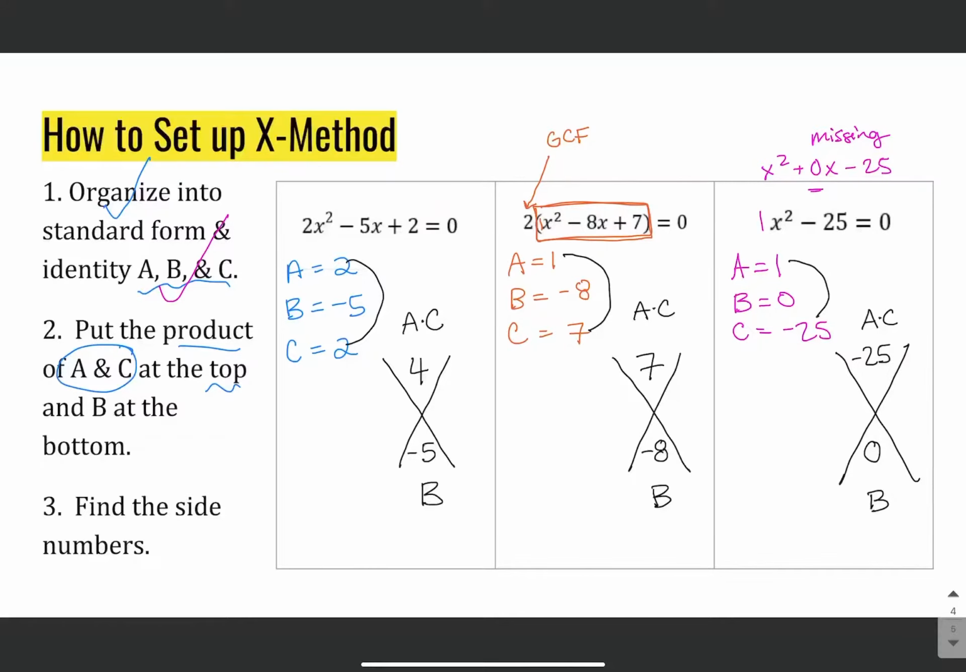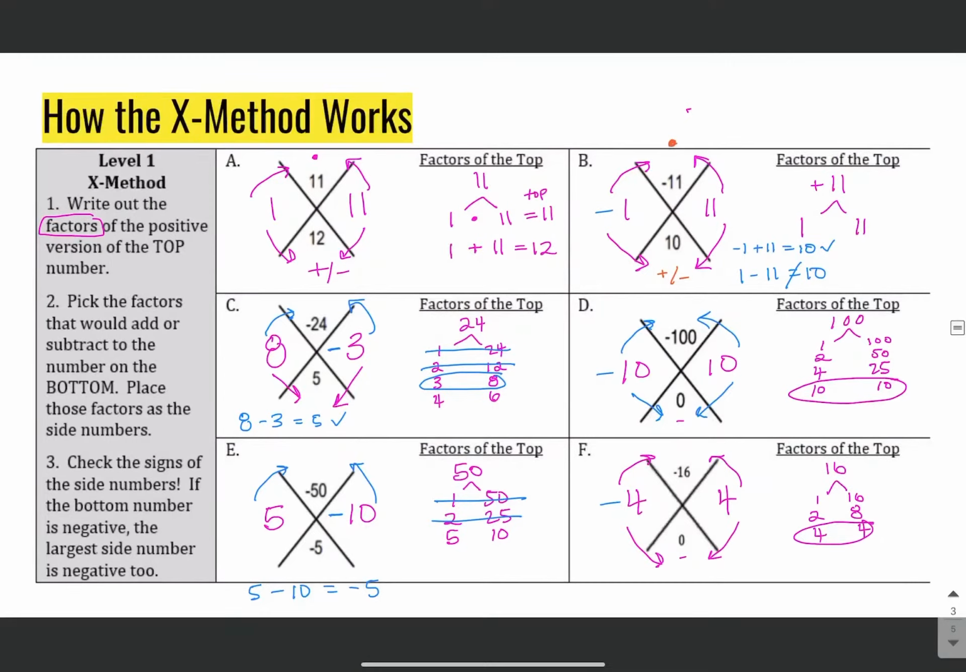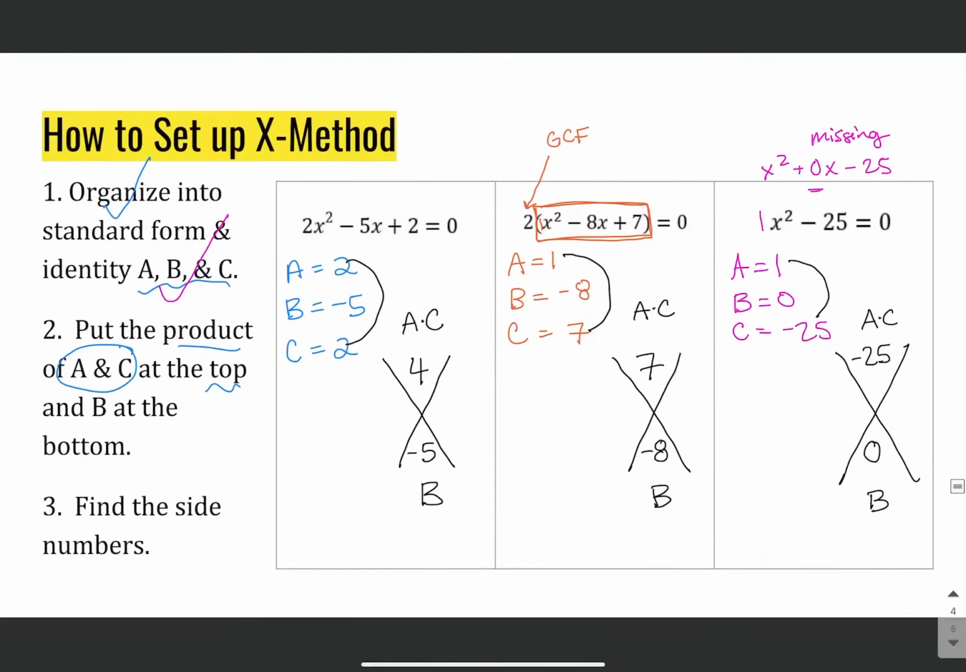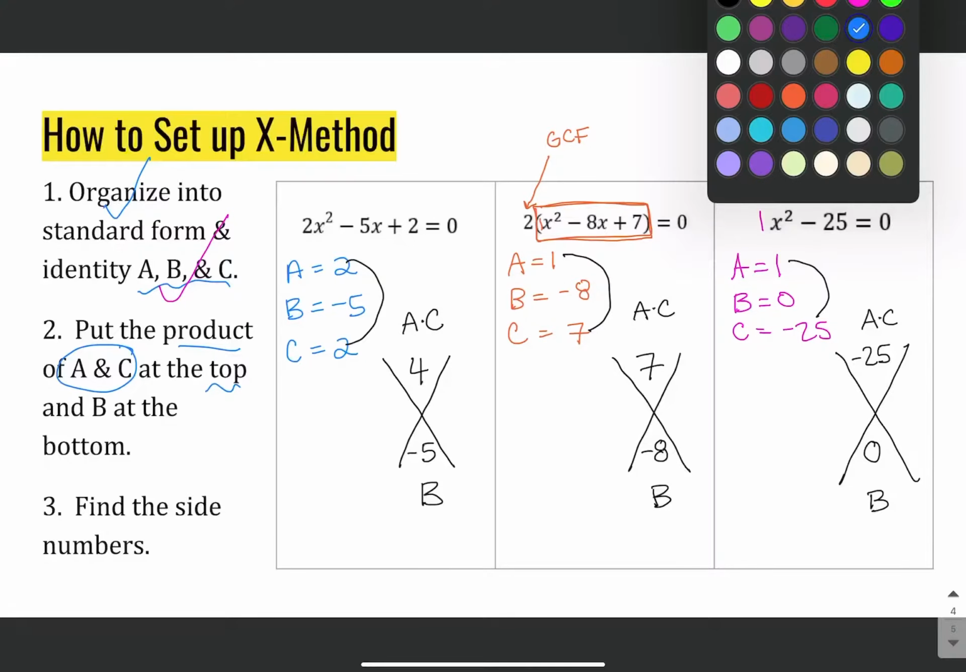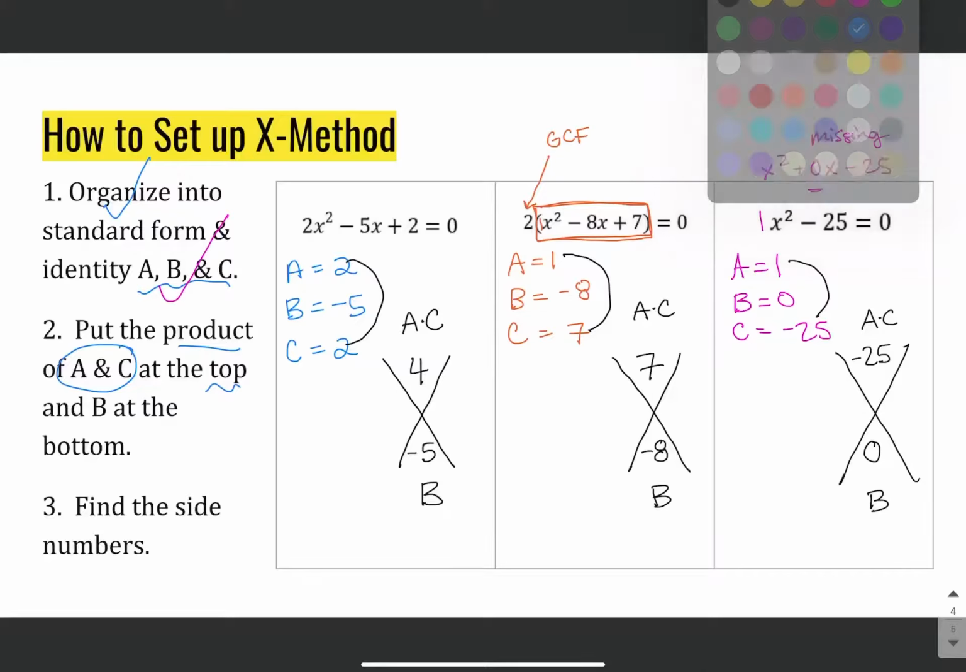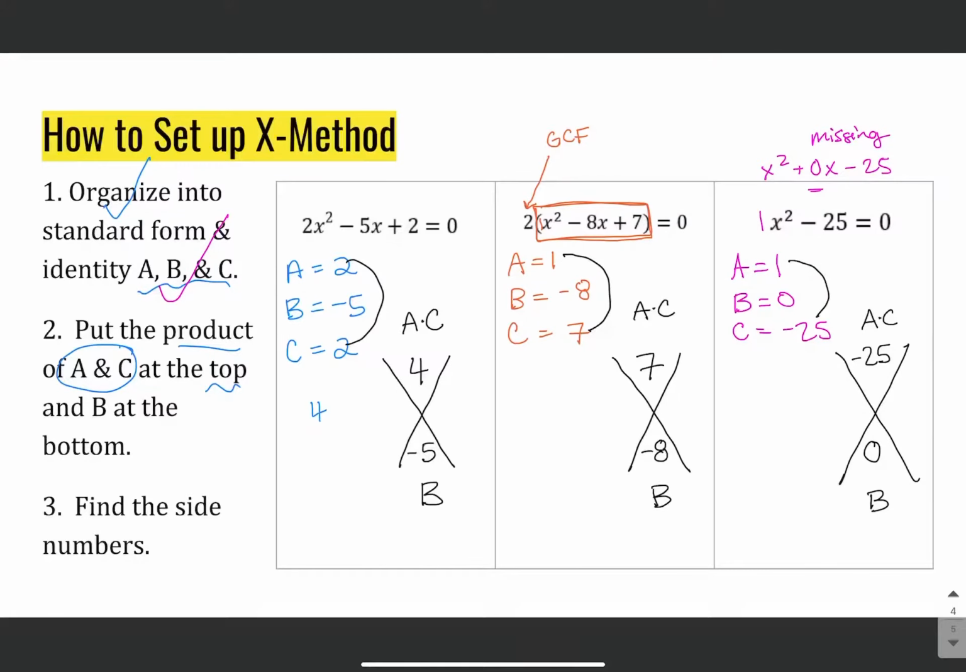All right, now we need to go through and figure out the side numbers, which is what we learned how to do on this previous page. So let's actually go through and do it, and you'll get some more examples as well. Start with the top number. So we need factors of 4. If I think about my factors of 4, that would be 1 and 4, and then 2 times 2. Okay, well, I need to get to -5. 1 and 4 is going to give me the closest.